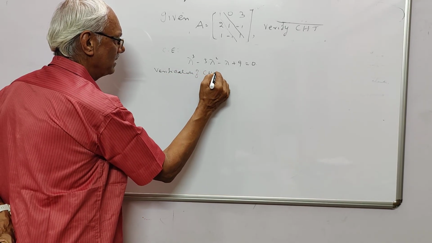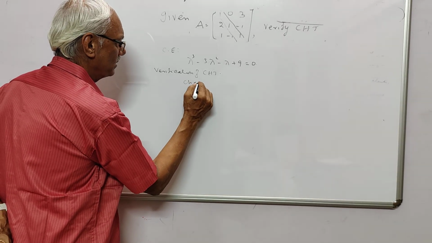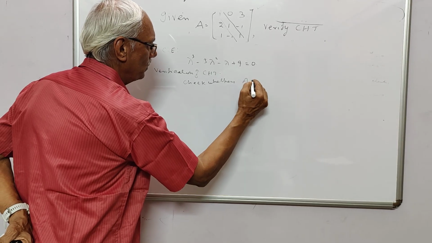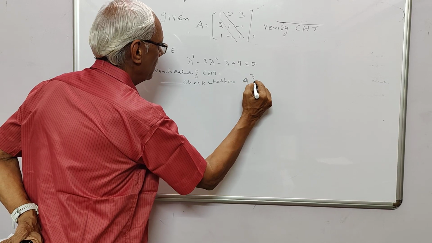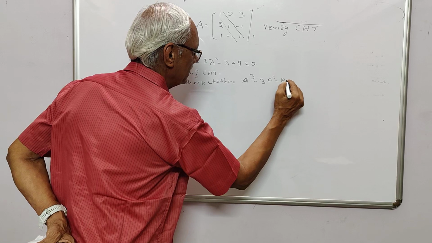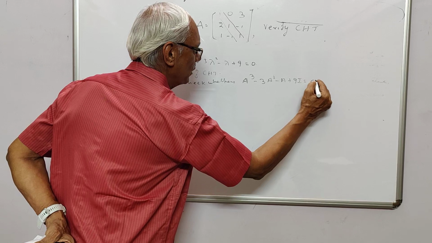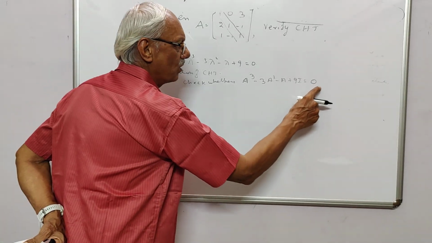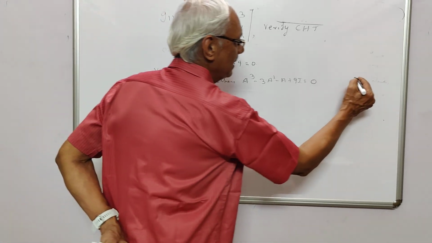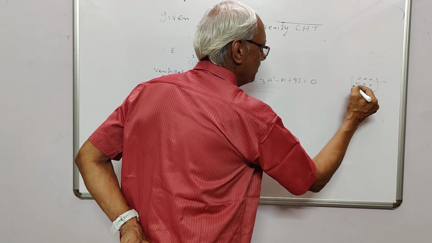of Cayley Hamilton theorem, CHT. Now see what you must check. Check whether A cubed minus 3A squared minus A plus 9I is equal to 0 matrix. Now mind that this is a 0 matrix in the sense of a 3 cross 3 zero matrix. It must be like this: 0 0 0, 0 0 0, 0 0 0. This is the meaning of that.